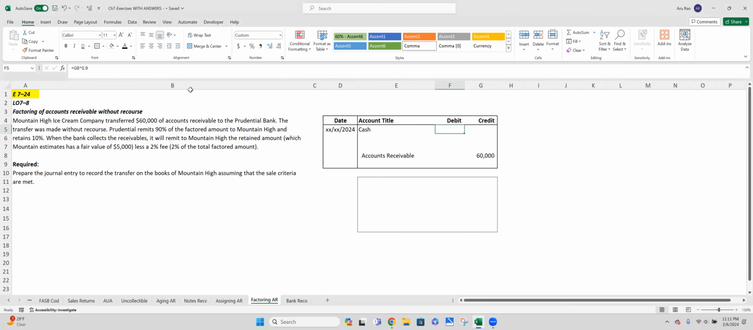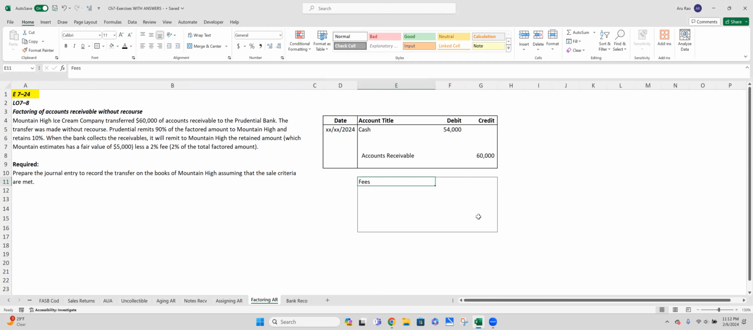Right now I'm getting 10% of that. Sorry, 90%. 10% is being retained. So I'm getting 90%. So 90% of 60,000 is 54,000. I'm getting that. Now, I have to pay a fee, 2% of this 60,000. And then we'll also see that remaining 6,000, 60 minus 54 is 6,000. What's going to happen with that?